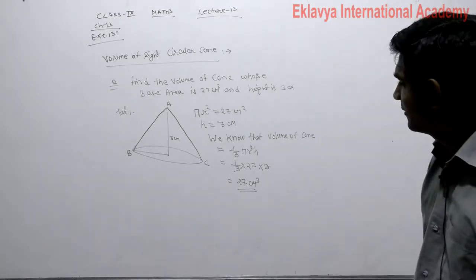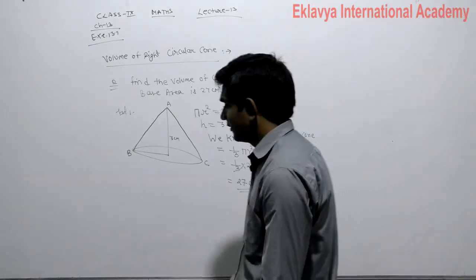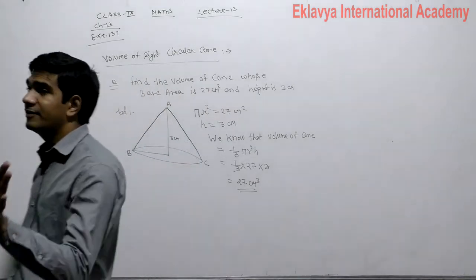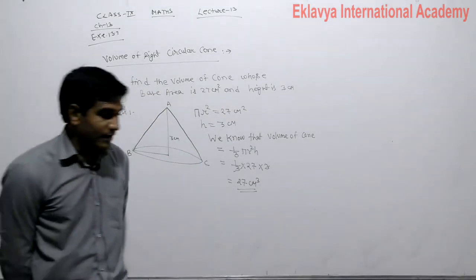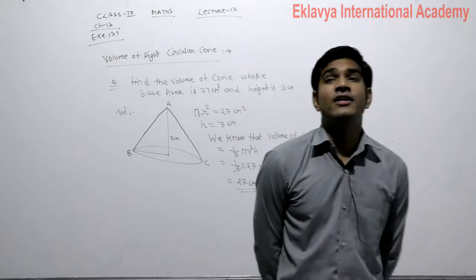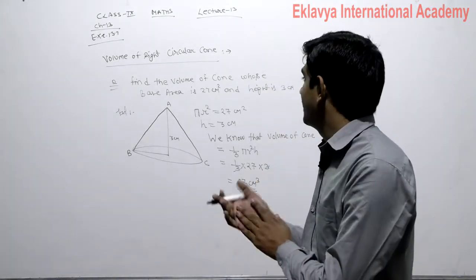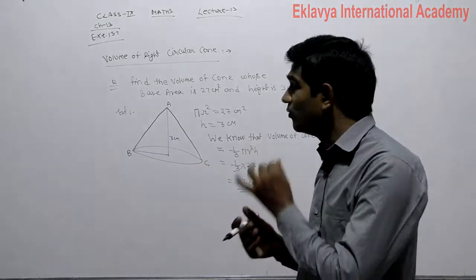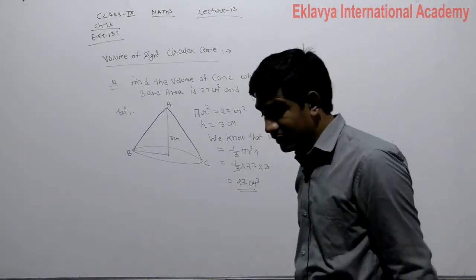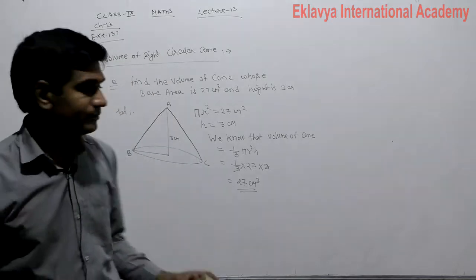So understand, the first type of question is easy. What is the first type of question? If their base area is given to you, and the height of the right circular cone is given to you, then we can easily find the volume of the right circular cone. Okay. Now look at the second type of question.